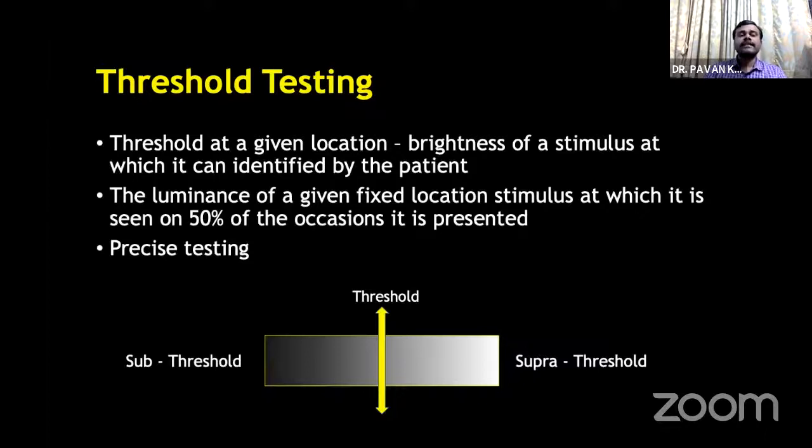Threshold testing: the threshold at a given location is the brightness of a stimulus at which it can be identified by the patient. For example, if this is the threshold point, below which the patient will not be able to appreciate the light stimulus, and above which all the light stimuli should be appreciated by the patient, that is called supra-threshold. The threshold is the luminance of a given fixed location stimulus at which it is seen on 50% of the occasions it is presented. And this gives a very precise testing of the visual field.